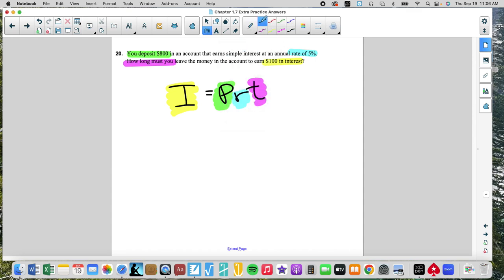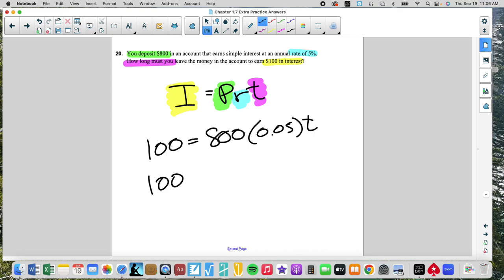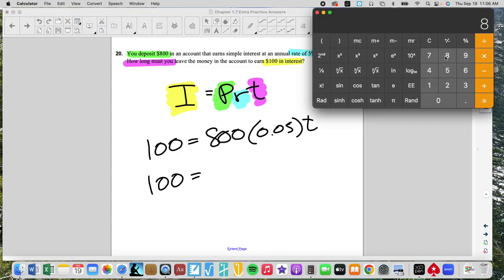So let's solve that. So I is 100. P is 800. R, we're not going to write it as a percent because we can't simplify percent. So we're going to convert that percent to a decimal. And then we solve for T. So I'm going to simplify before moving things. 800 times 0.05 is probably going to give me 40. I think it's 40. 800 divided by 0.05.